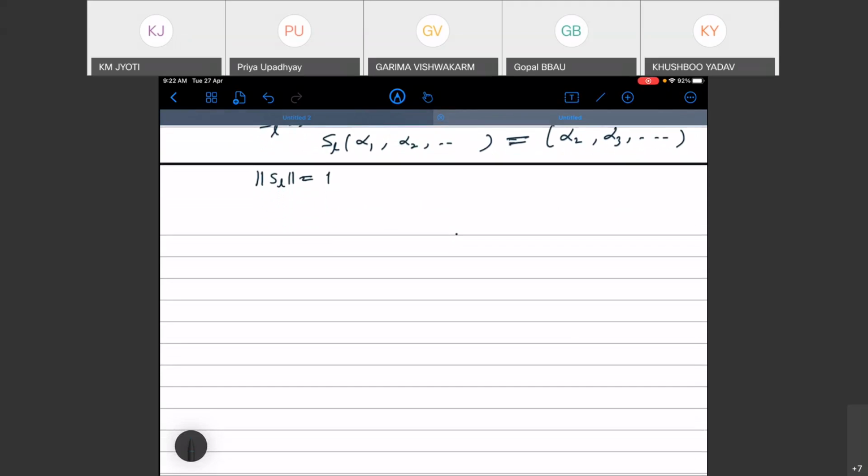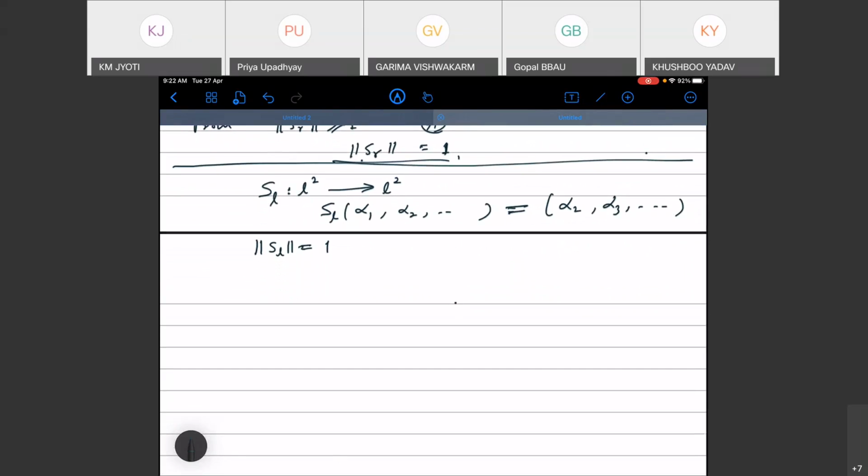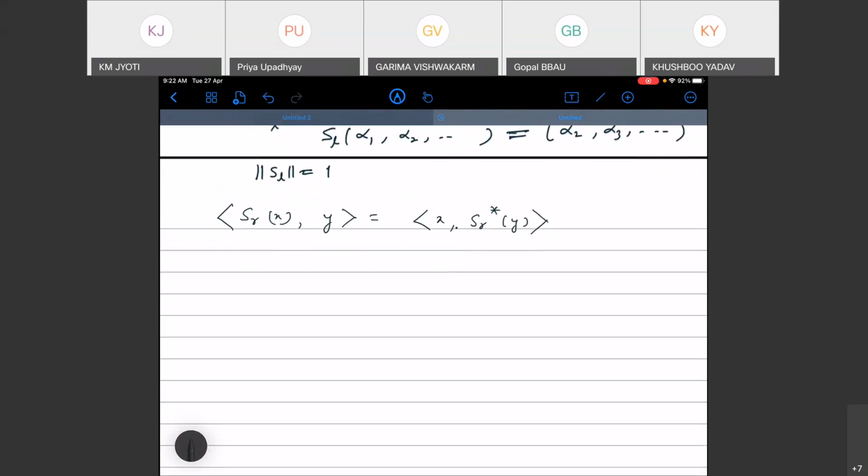Now we want to compute the adjoint of these two operators. Okay, so we want to compute the adjoint of SR. So it will be the inner product of SR of X, Y equal to the inner product of X, SR star Y, using this thing. So first choose X and Y. Suppose X is alpha 1, alpha 2, and so on, and Y is say beta 1, beta 2, and so on. Both sequences in L2.